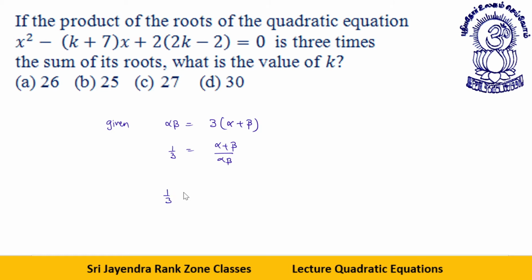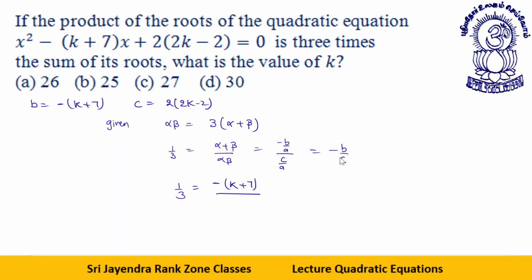So 1 by 3 is equal to 1 by alpha plus 1 by beta, or even before this, 1 by 3 is equal to alpha plus beta upon alpha beta. Or I can say 1 by 3 is minus b by a upon c by a. This is minus b by c. So 1 by 3 is minus b by c. Here in this equation, what is b? B is equal to minus of k plus 7. And what is c? C is equal to double of 2k minus 2. So minus b is k plus 7, and c is double of 2k minus 2.